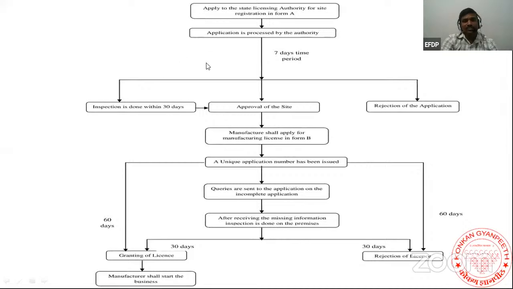Now the registration process before 2020 is nothing but registration with Form A. The application is processed by the authority within 7 days, and then inspection is done within 30 days. If it is rejected for some reason, it is known within 7 days. Then approval of the manufacturing site shall be applied for with the license Form B. A unique application number is provided, and it will take 60 days for the granting of a license.